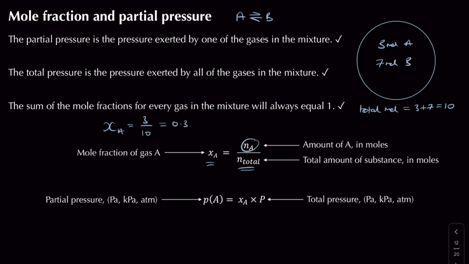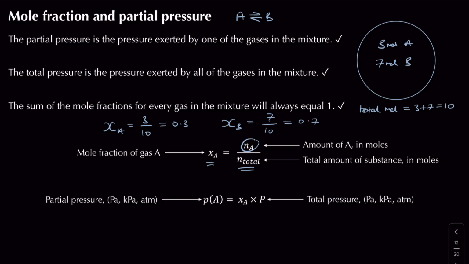Now in terms of B, to work out the mole fraction of B, what would I do? Well, I've got 7 moles of B, I've got 10 moles in total. 7 divided by 10, that gives me 0.7 itself. Now in terms of this, we know that our mole fractions over here are going to show us what fraction is going to be A, and what fraction is going to be B.